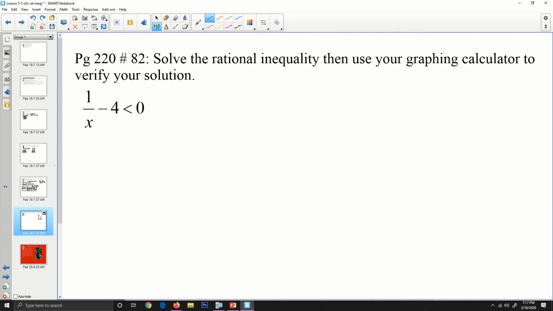All right, next one. It says, solve the rational inequality, then use a graphing calculator to verify the solution. Here, it is already less than 0, and so we don't have to move anything. But because I have an expression like this, we want to make it easy on ourselves by making it a single fraction.